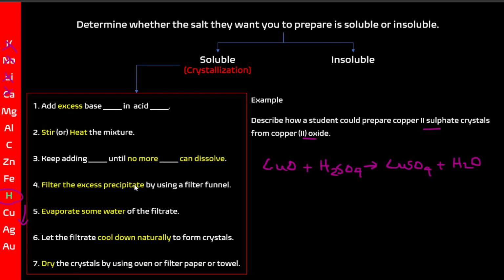As usual, you will add your excess base, copper(II) oxide, to the acid, which is H2SO4, and then you can keep following down. So keep adding copper(II) oxide until no more copper(II) oxide can dissolve. For the rest, you can write it the same way and you'll get full marks.